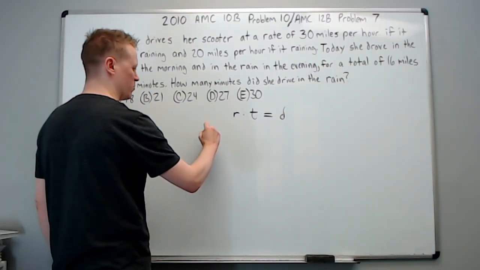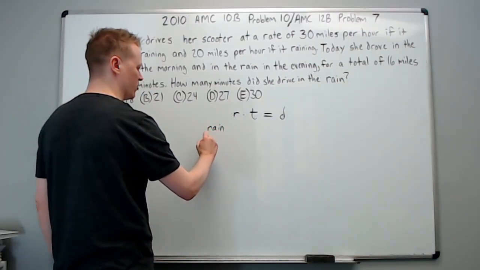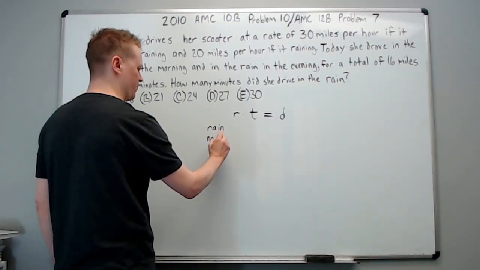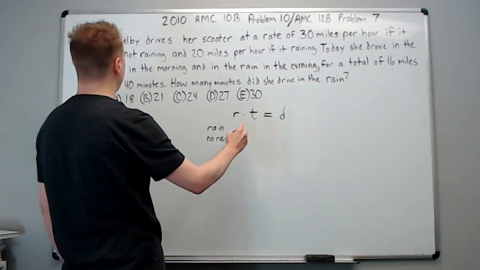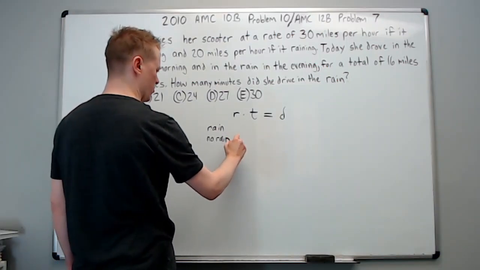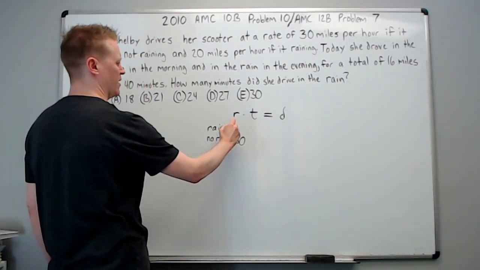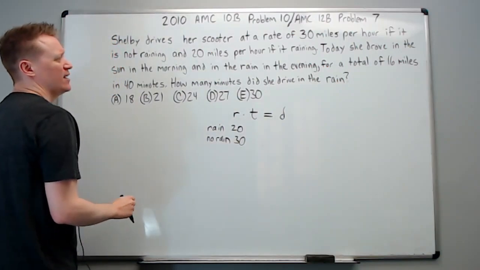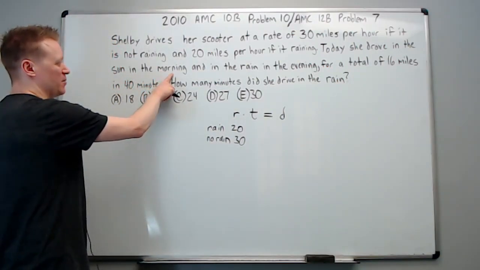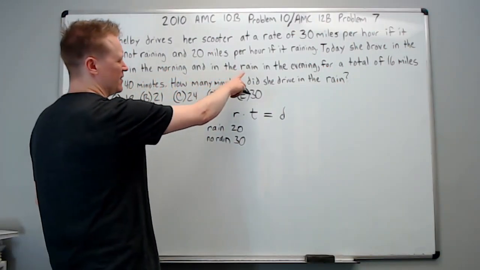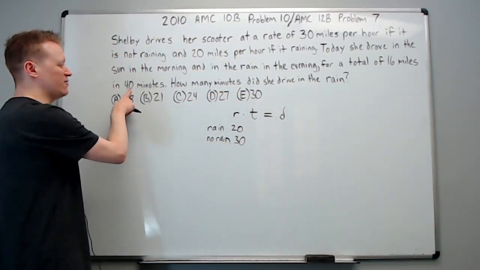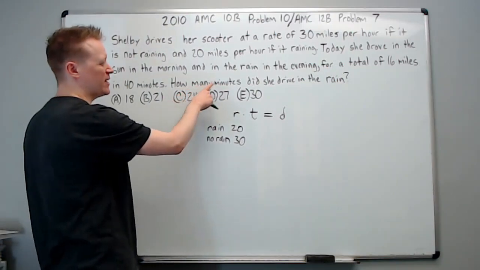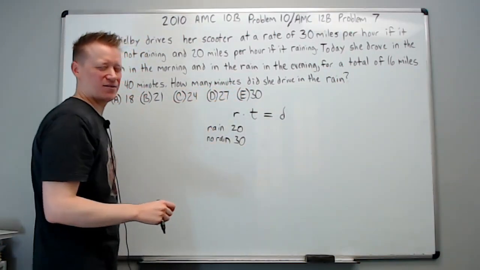There's rain and no rain. Right? So 30 miles per hour if it is not raining. So that's her rate if there's no rain, and 20 miles per hour if it is. Today she drove in the sun in the morning, meaning no rain, and in the rain in the evening for a total of 16 miles in 40 minutes. How many minutes did she drive in the rain?